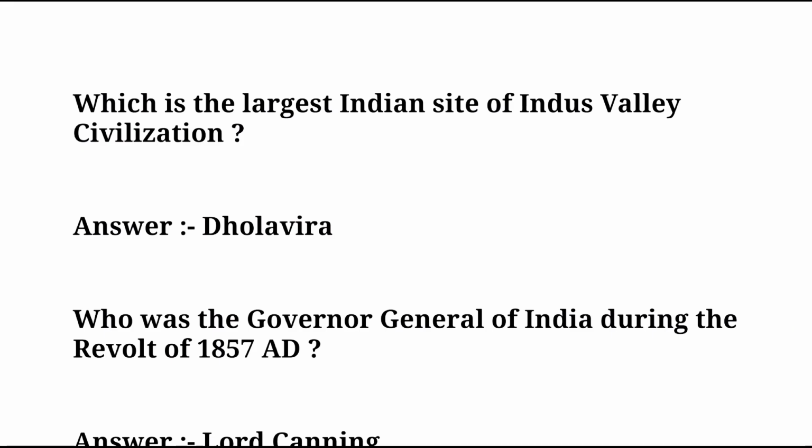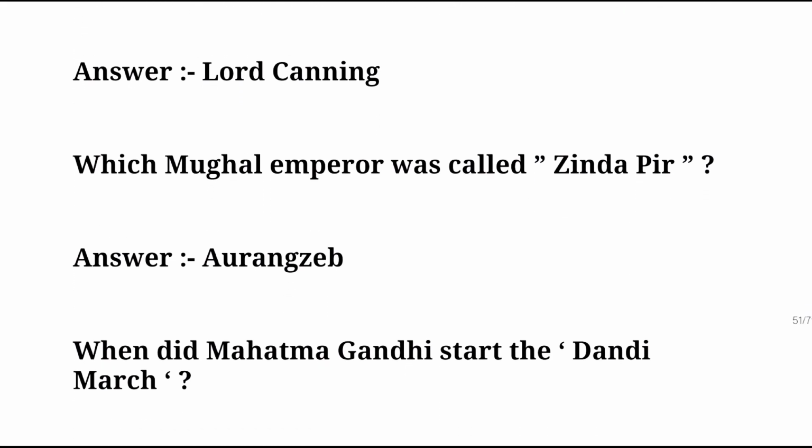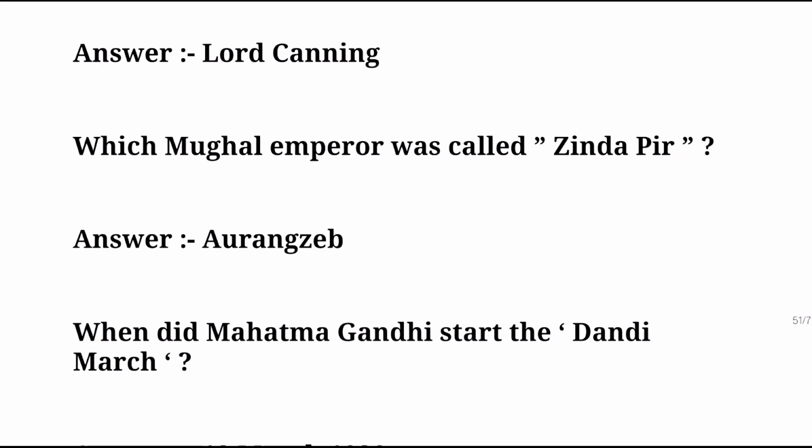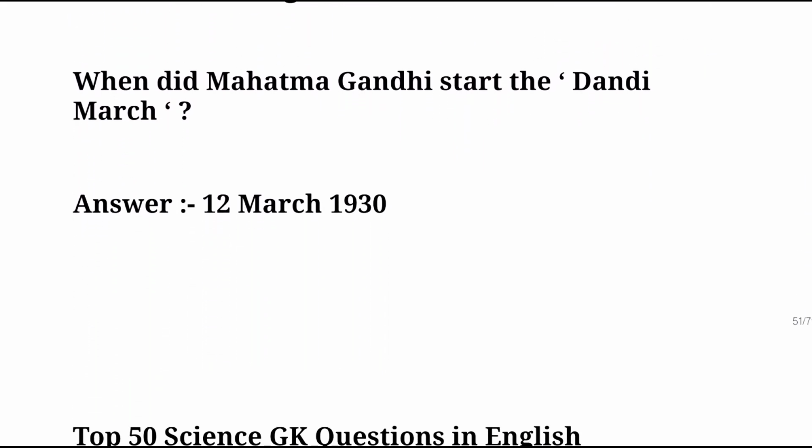Answer. Dholavira. Who was the Governor General of India during the revolt of 1857 AD? Answer. Lord Canning. Which Mughal emperor was called Zinda Peer? Answer. Aurangzeb. When did Mahatma Gandhi start the Dandi March? Answer. The 12th of March 1930.